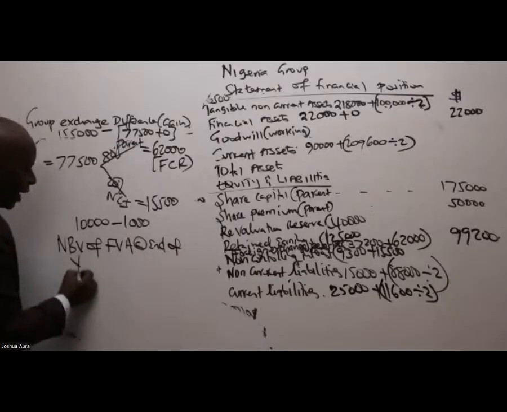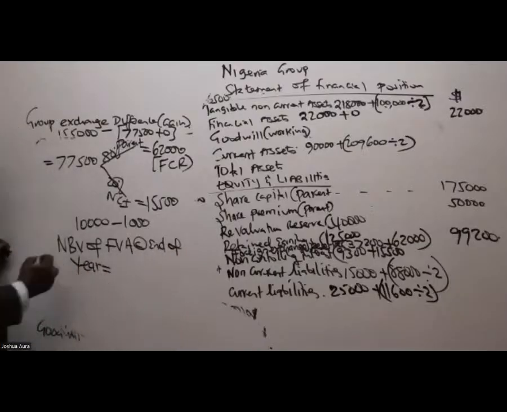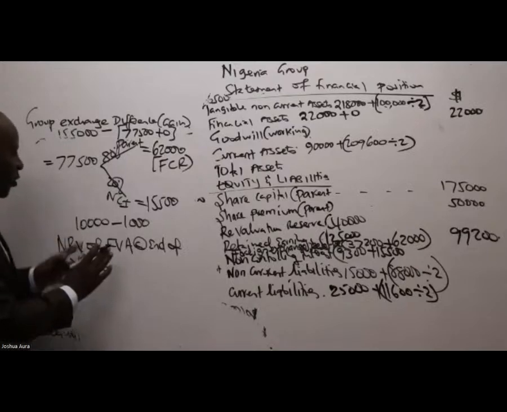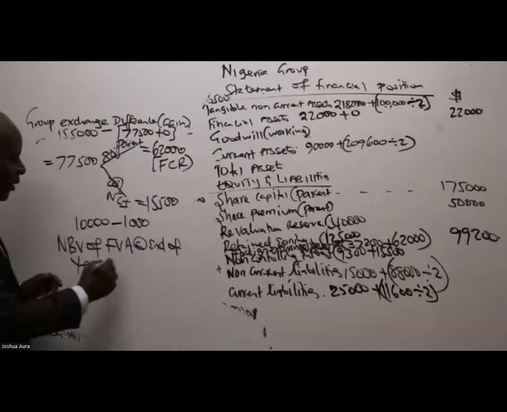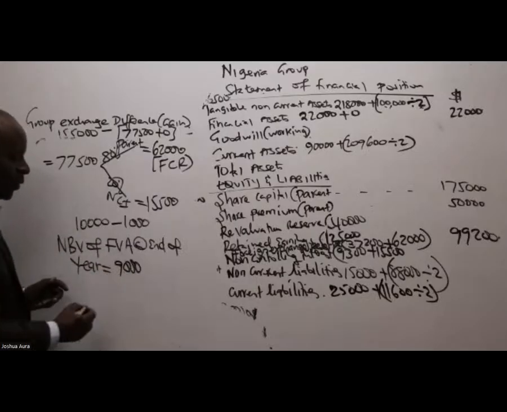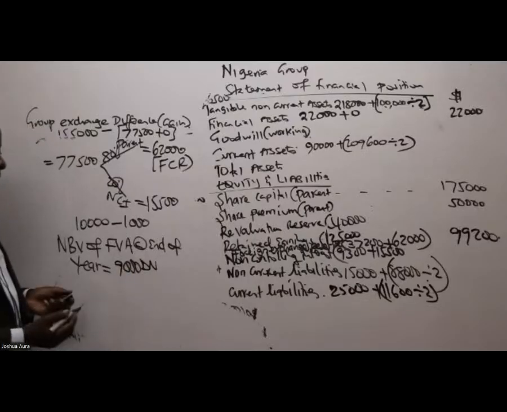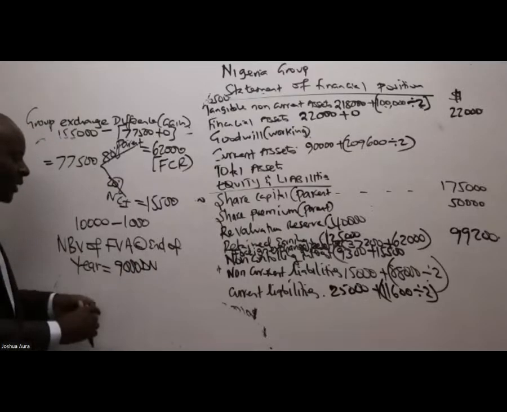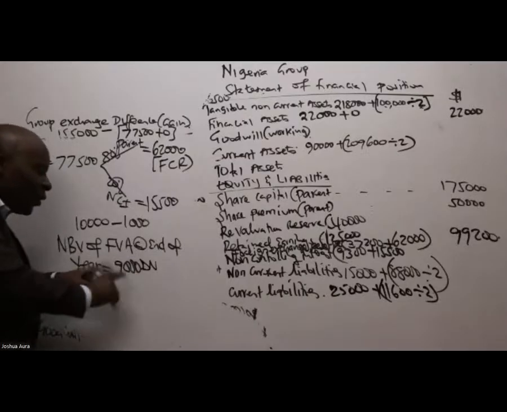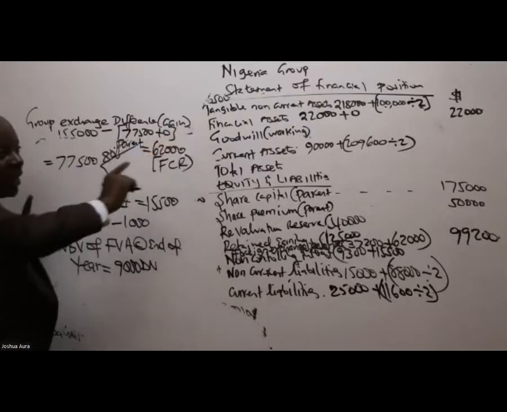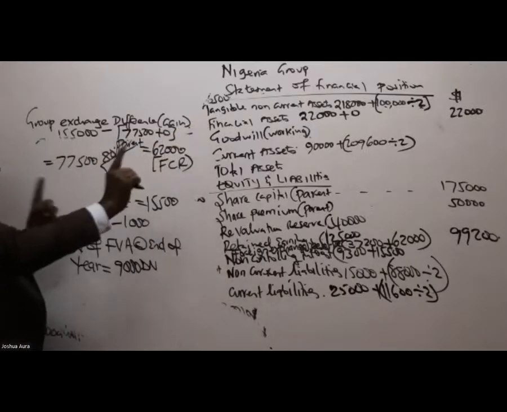At the end of the year, this will be 9,000, not 99. This will be 10,000 minus 1,000, which gives me 9,000 DN. And I would want, ladies and gentlemen, to bring this fair value adjustment and incorporate it here in the PPE. It's an increase in my PPE value.